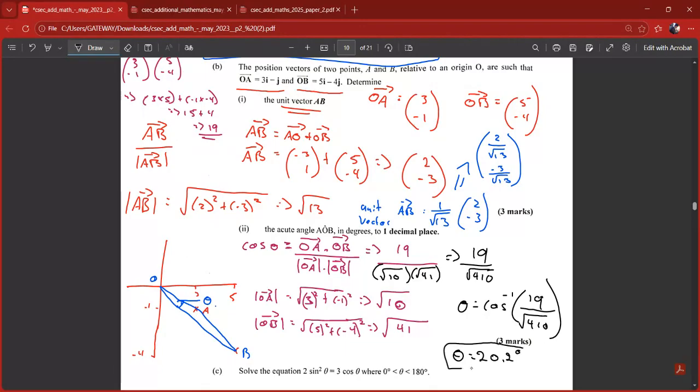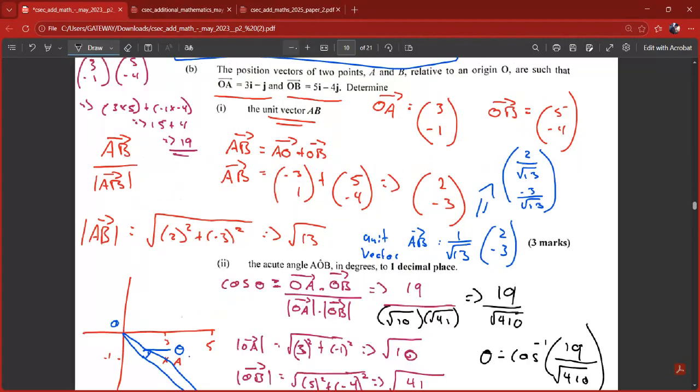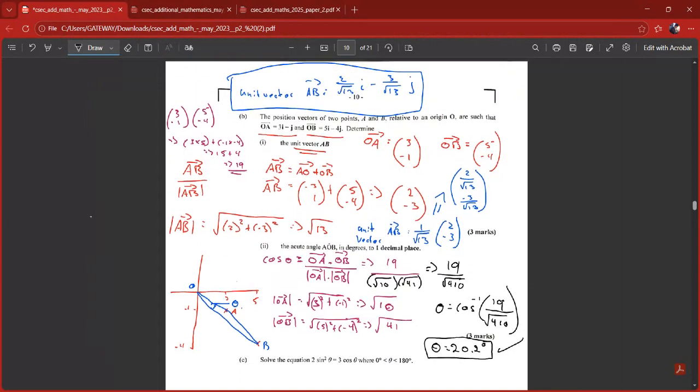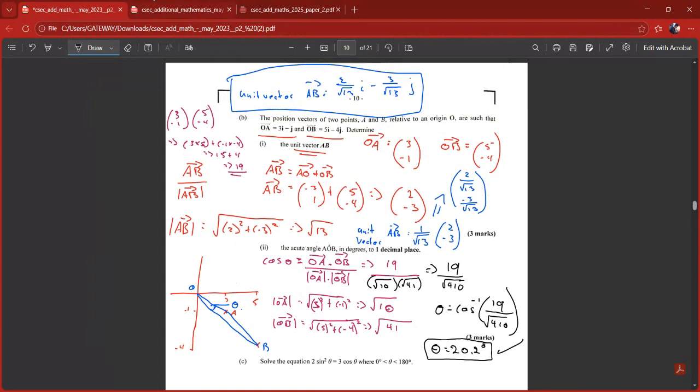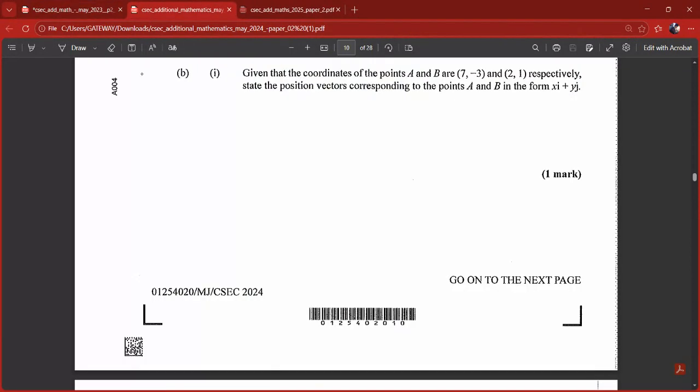Again, your working could be a lot shorter than what I have here. It would still be correct. But you understand the solution here, right? All right, so let me just run through the others quickly.